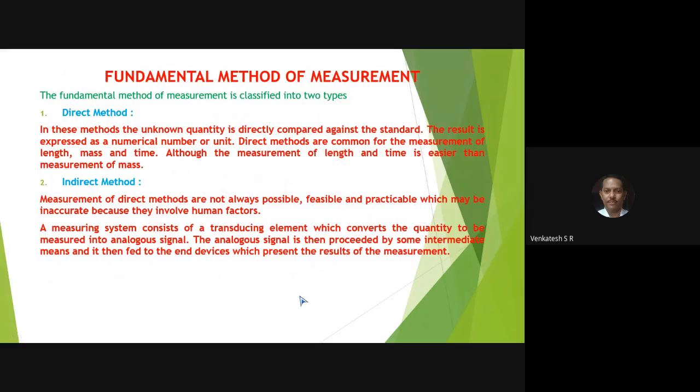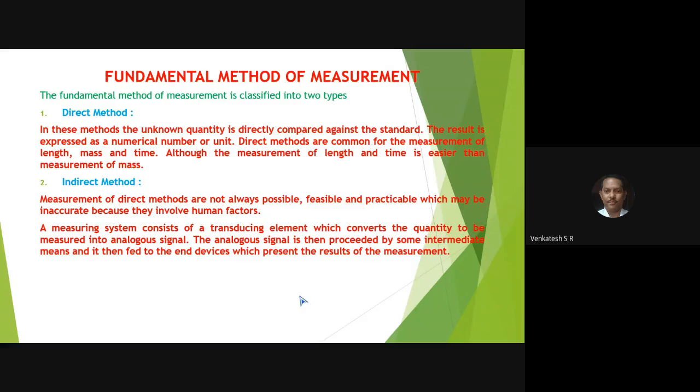Next, come to the point. Fundamental method of measurement. All of you understand fundamental. That is a minimum requirement or essential requirement of measurement. So what are the things required for measurement? That is direct method and indirect method. The name itself indicates direct method and indirect method.